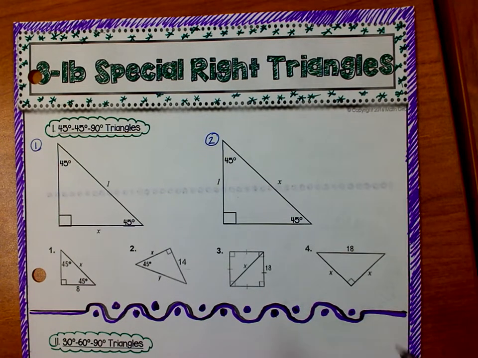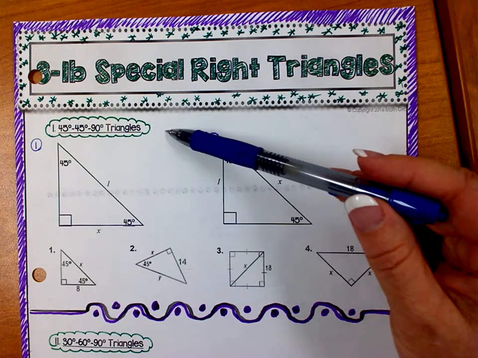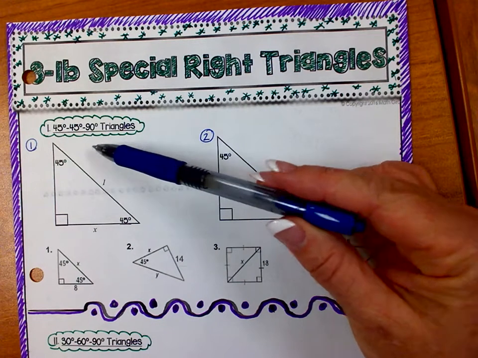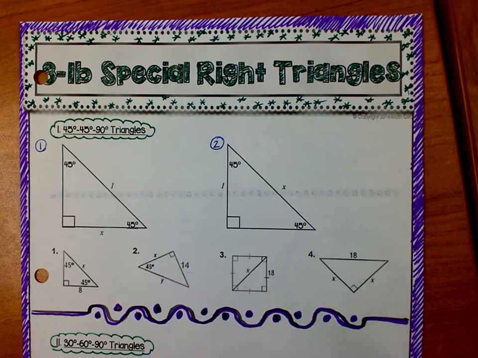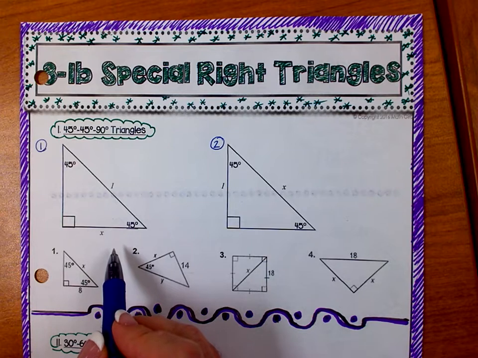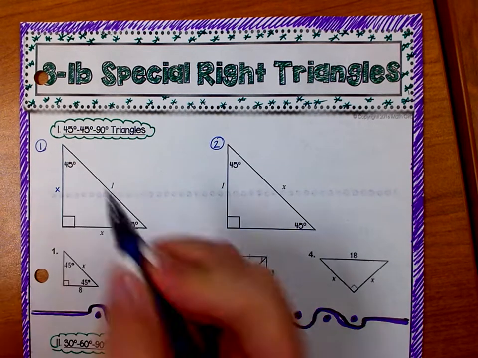The first special triangle is the 45-45-90 triangle. Looking at the picture, we can see the two acute angles are congruent, so we know by the converse of the isosceles triangle theorem that the corresponding sides, or the legs, are also congruent. So that means that if this is x, then this is also x.